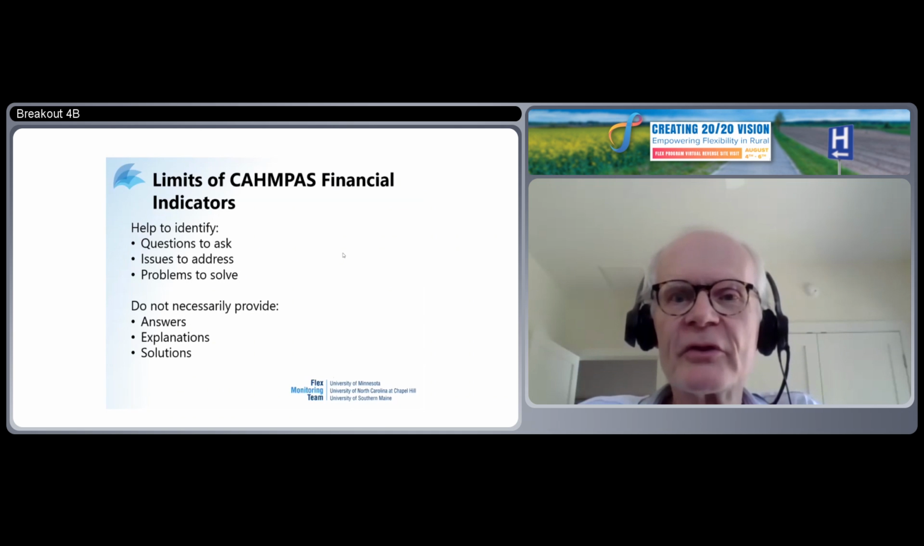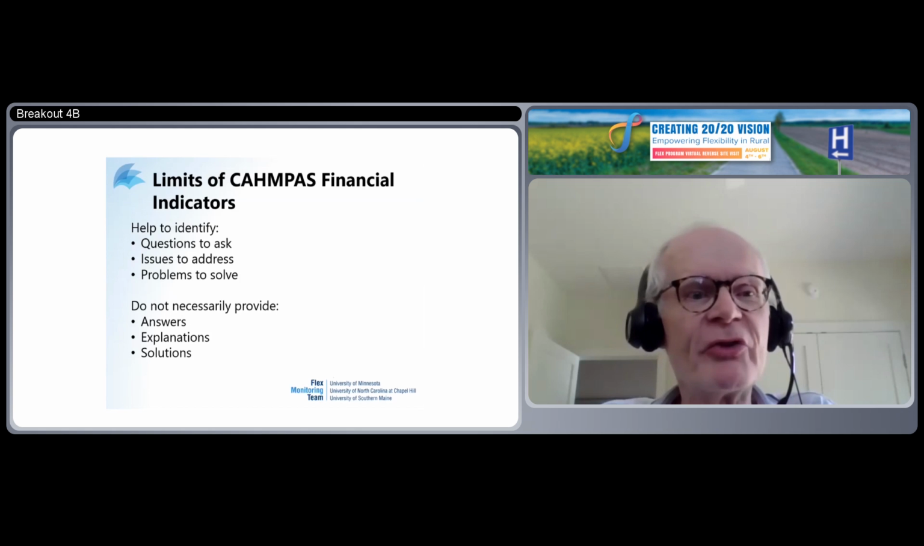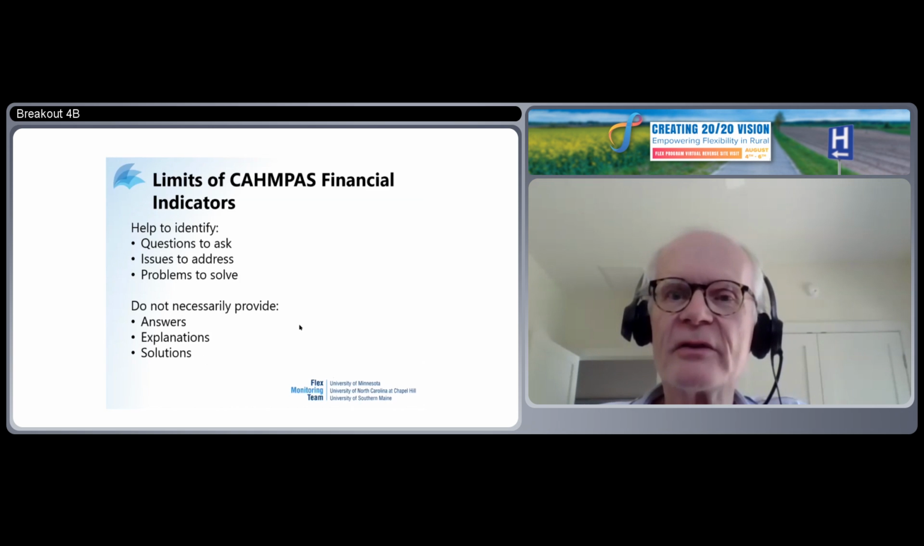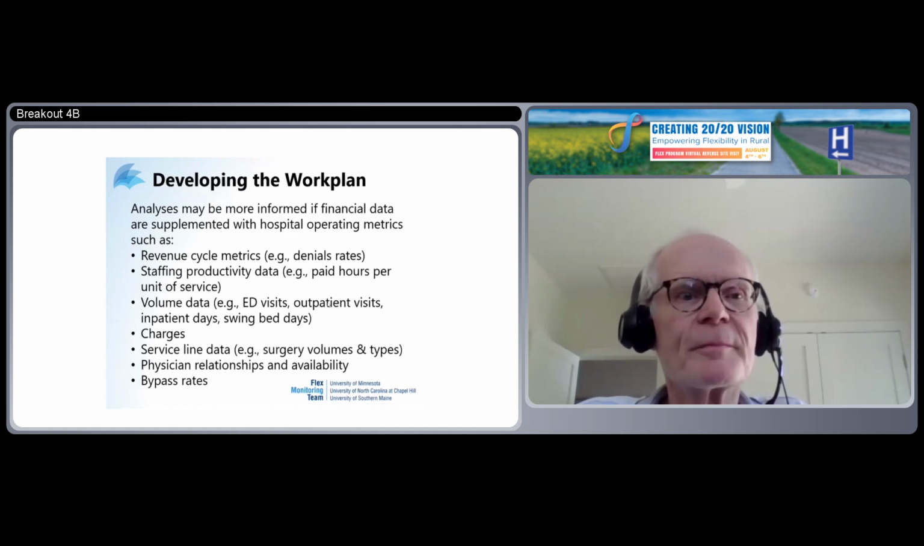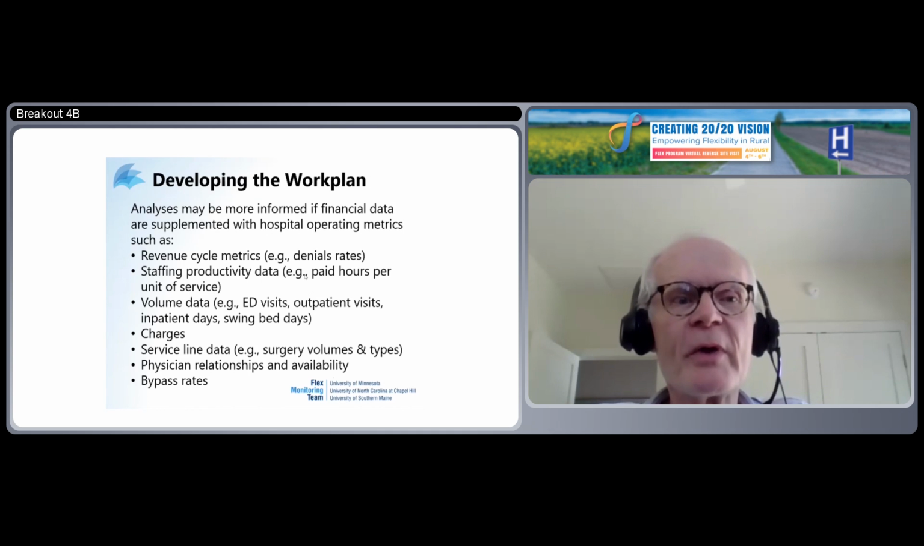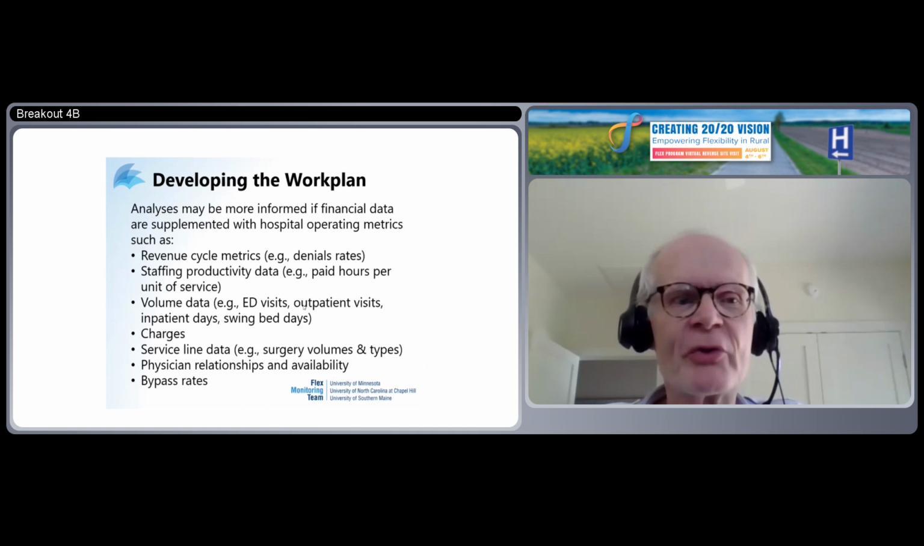In my opinion, it's a good system to help you identify questions to ask, issues to address, problems to solve. It will not tell you answers, explanations, or solutions. It's really a signaling tool. Analyses may be enhanced if you have other kinds of data as well. So you may want to think about using Compass in conjunction with other data that you have in your roles as state flex coordinators, and most of them are listed there.